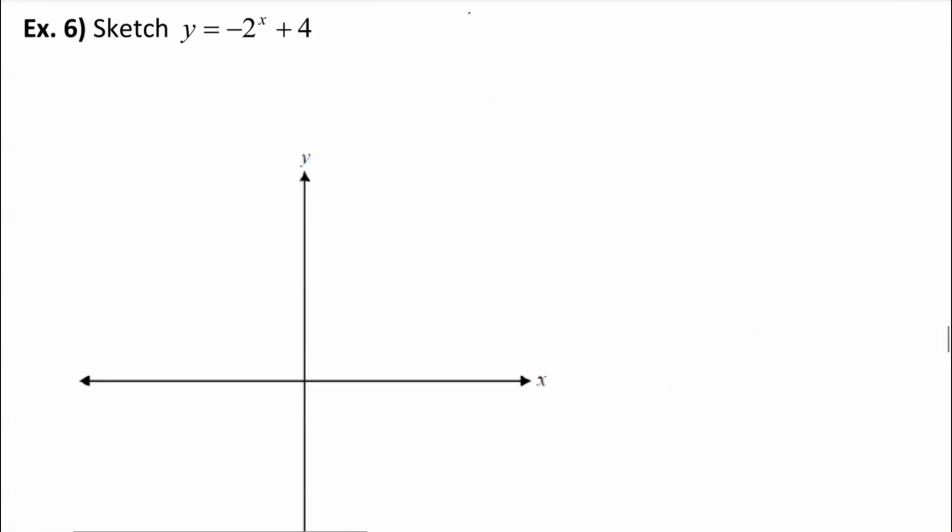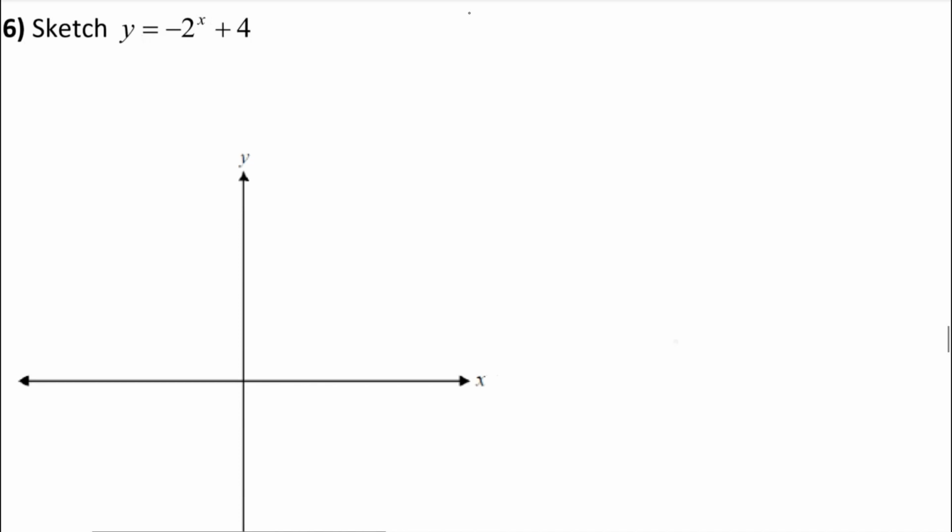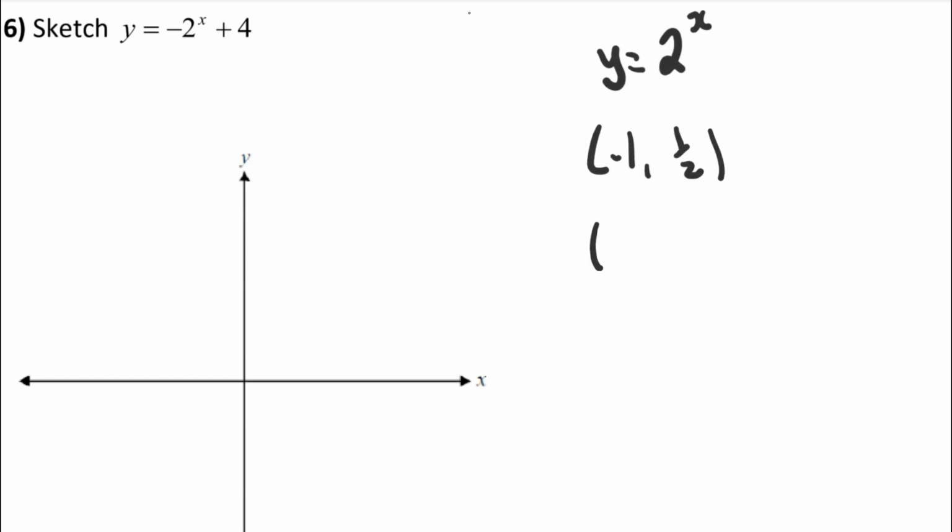We have y is equal to -2 to the power of x plus 4. Our base graph is going to be y is equal to 2 to the power of x, which is what we've seen before. So we have -1, 0 and 1, and finally 1/2, 1 and 2.